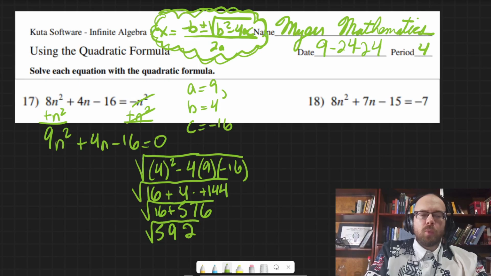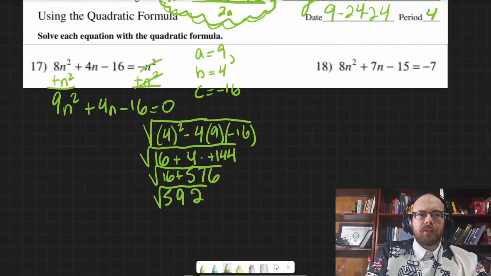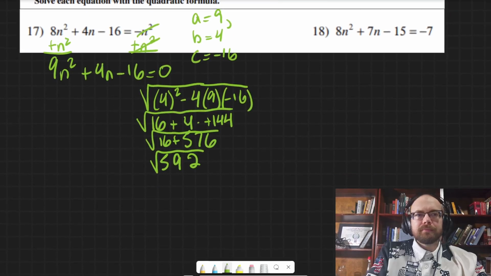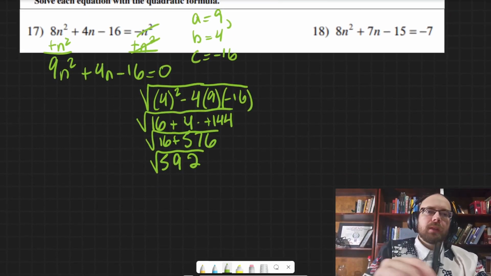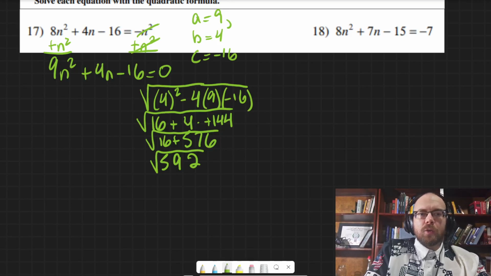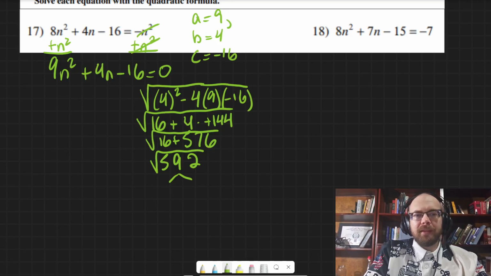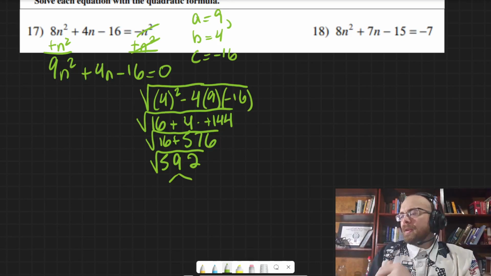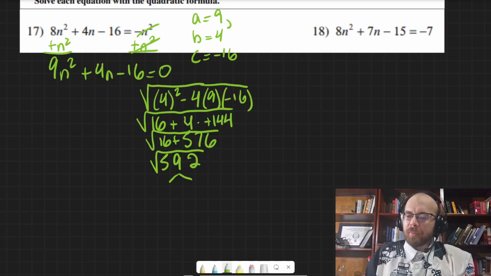592. It's such a weird number. Definitely weird. Let's see. So I want to say that's going to divide by 16, and that'll simplify down a little bit. I'm really tempted to use a calculator now, actually, because these are pretty big numbers, just to make sure I'm doing everything right here.